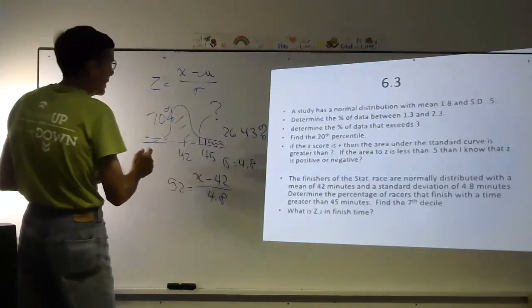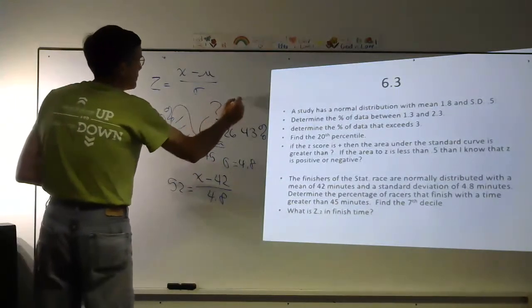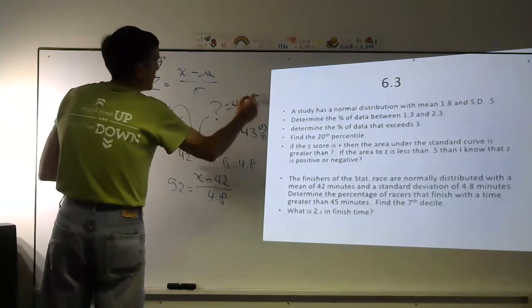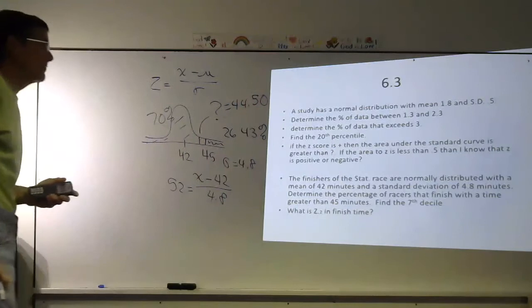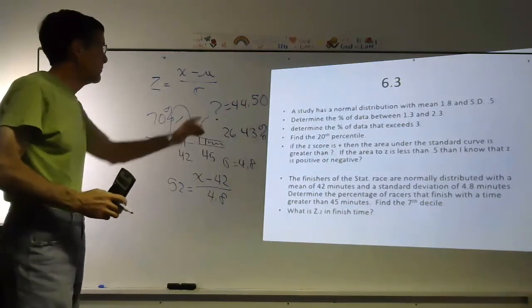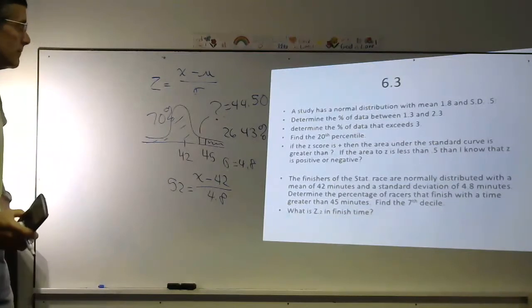44.5. Okay, so at 44.5, and I can round that off a little better, 44.50 would be the 70th decile. 70% of the data is below 44.5.